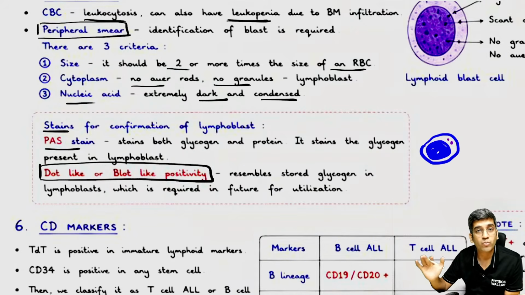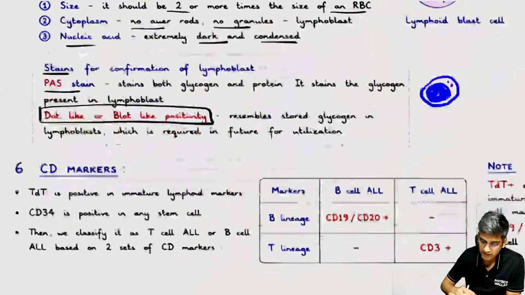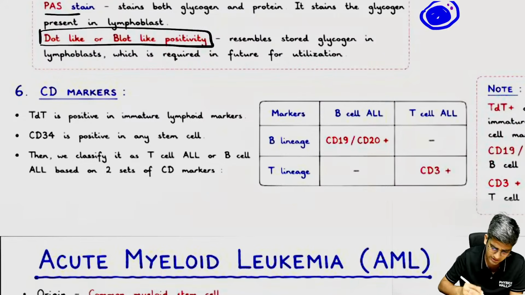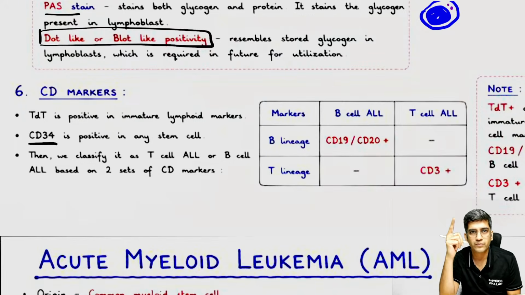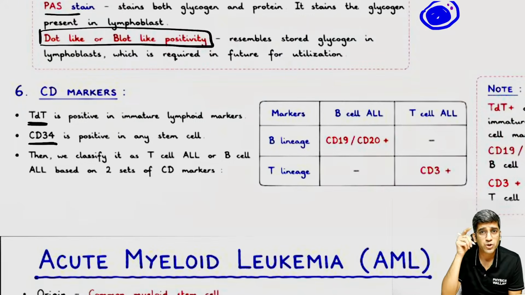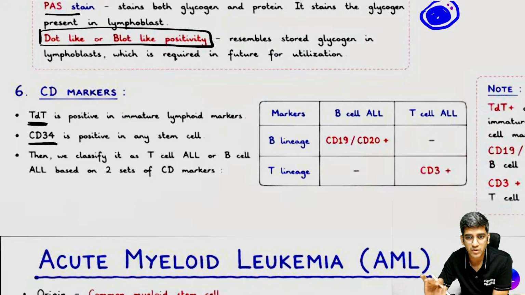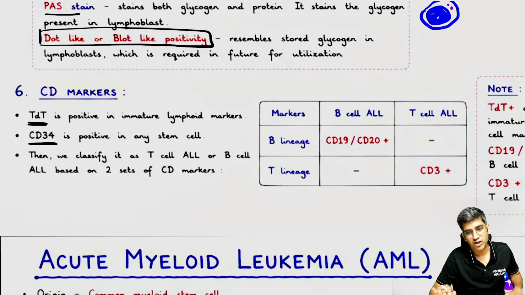If I don't want this, I want a better marker, I go with CD markers. That's how you pick up CD markers. CD markers, 2 things. CD34 is positive for every leukemia. TdT second is positive for lymphoid marker. It's an immature lymphoid marker. Positive only in lymphoid leukemias, right? Okay. Fine. This is hematology.